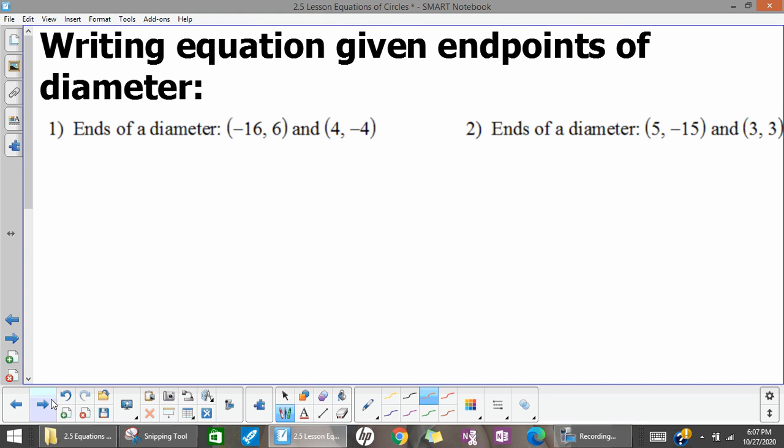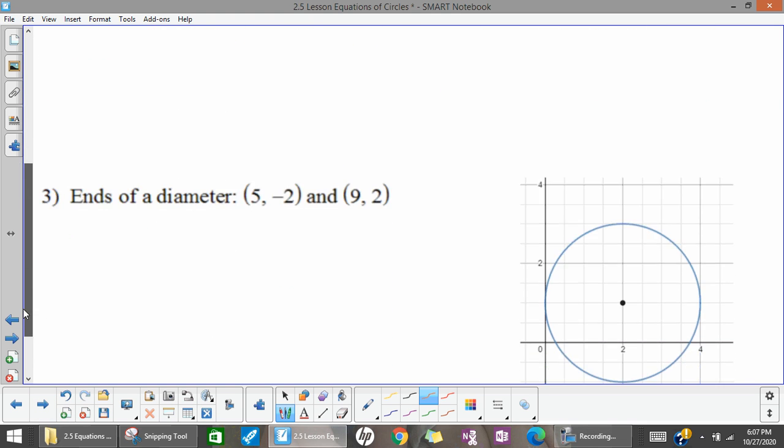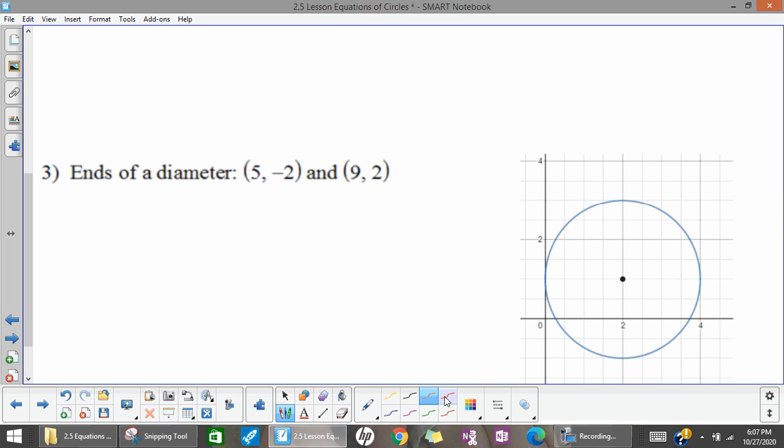So we just have one more idea here, and that's when we have the endpoints of a diameter. So I want to show you a diameter. First of all, a radius is when we go from the center of the circle to any point on the circle. So this radius is 4. A diameter is if you go from one side of the circle through the center to the other side. So it's 2 times the radius.